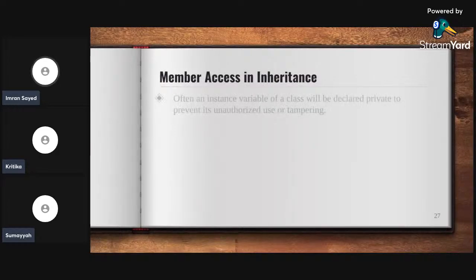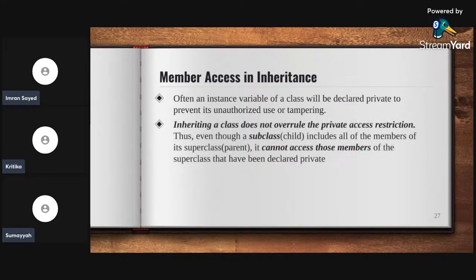Okay, member access and inheritance. Often an instance variable of a class will be declared private to prevent its unauthorized use or tampering. Inheriting a class does not override the private access restriction. Thus, even though the subclass includes all of the members of the superclass, it cannot access those members of the superclass that have been declared private. We already know about this.